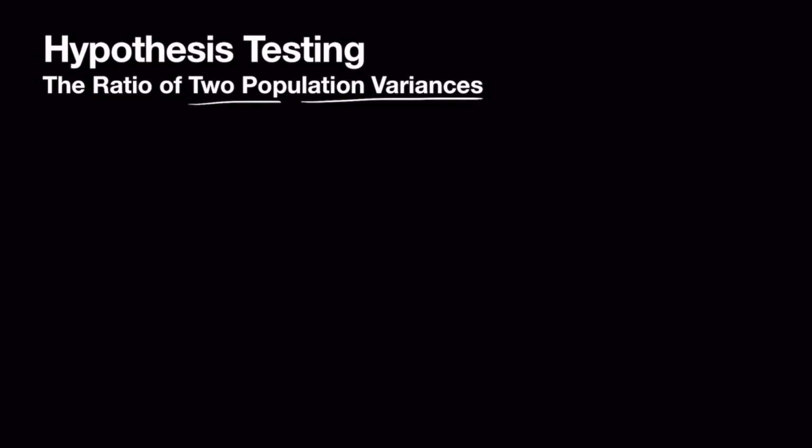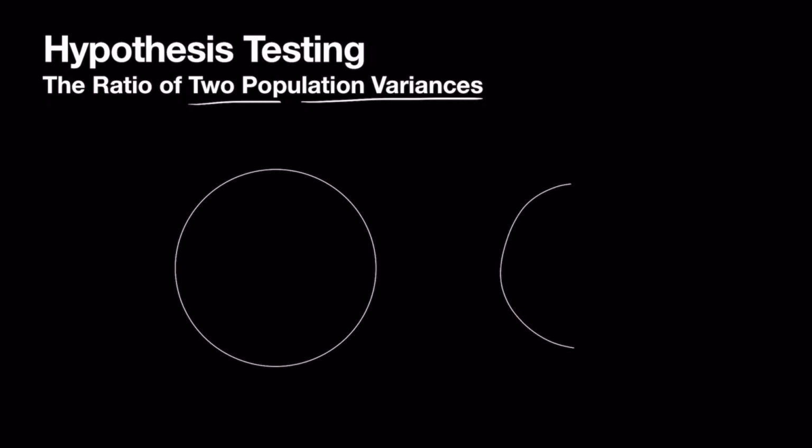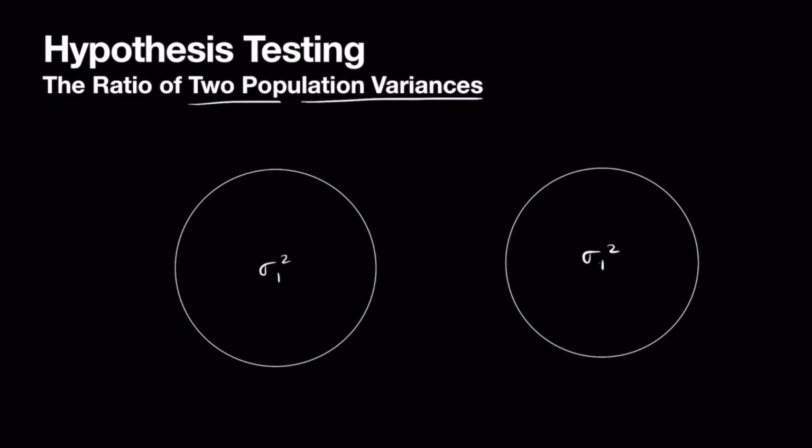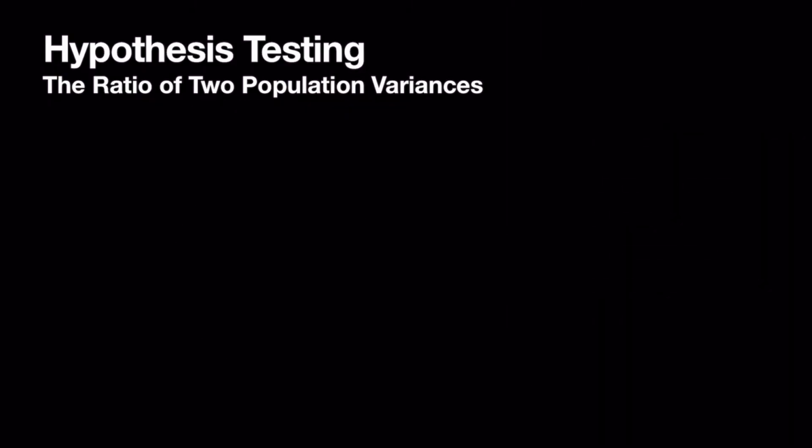We have two populations. We have one population here, and the other population right here, with variances sigma 1 square and sigma 2 square. The null hypothesis basically says that the population variances are the same, and the alternative hypothesis says that they are not the same. This is the concept of the ratio of two population variances. The reason we call it the ratio of two population variances is the test involved, which is called an F-test.